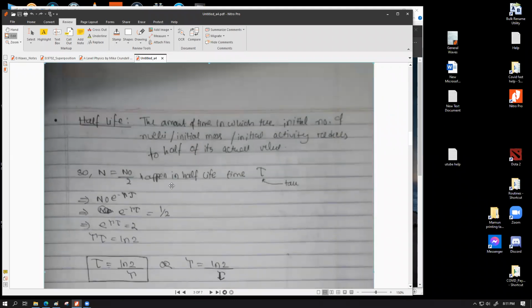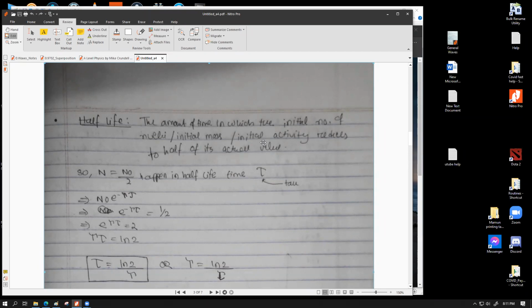The next thing that we have is half-life. Half-life is pretty interesting. We have known this from all levels. The amount of time in which the initial number of nuclei or initial mass or initial activity reduces to half of its initial value. The idea is that the amount of time it requires for a certain isotope for its number of undecayed nuclei, or its own mass, or the activity to reduce to half of the initial value is defined as the half-life of that isotope.